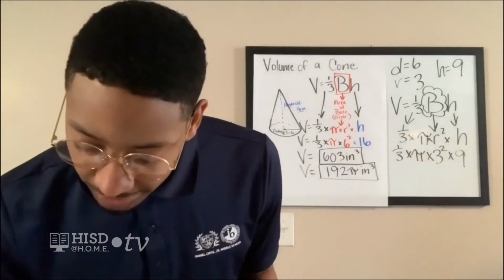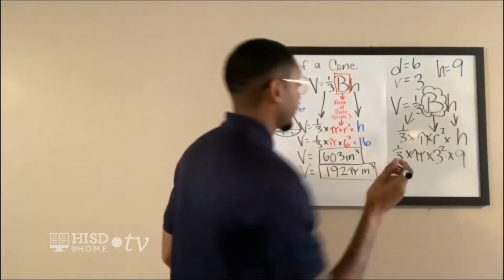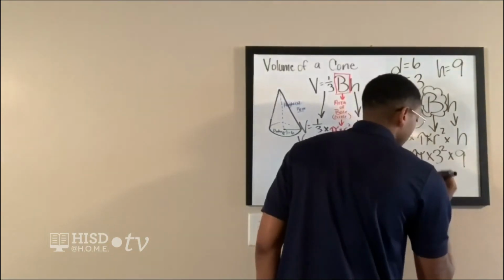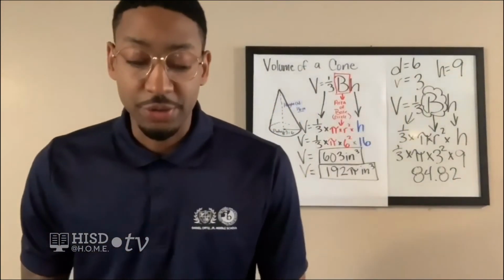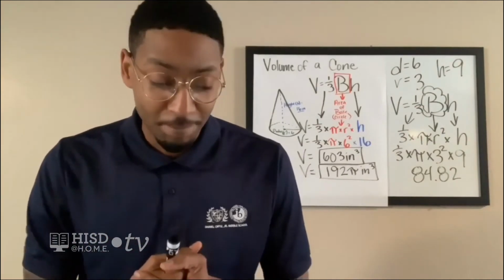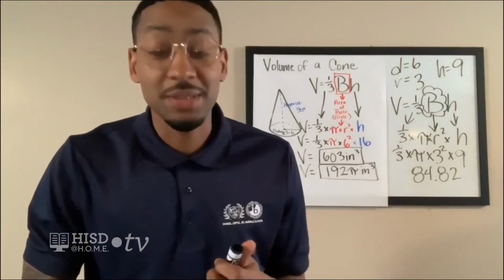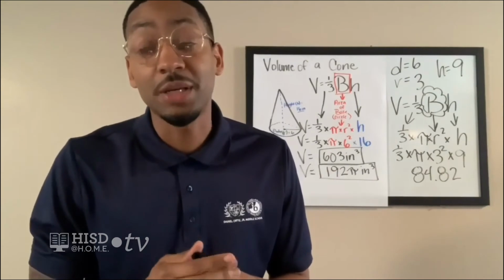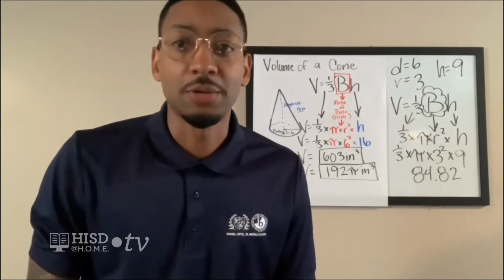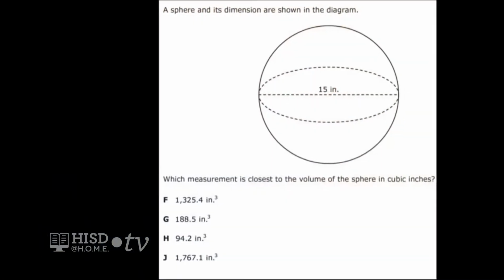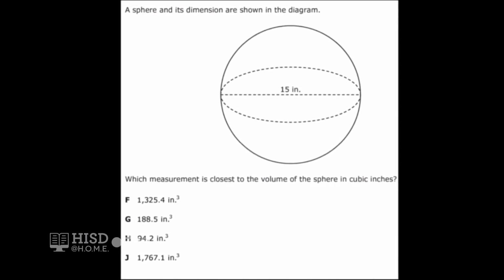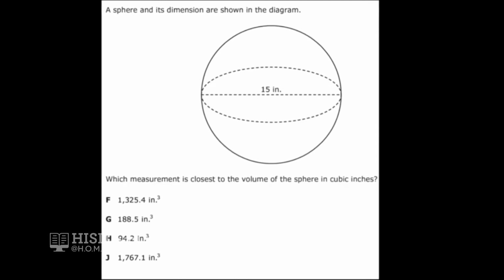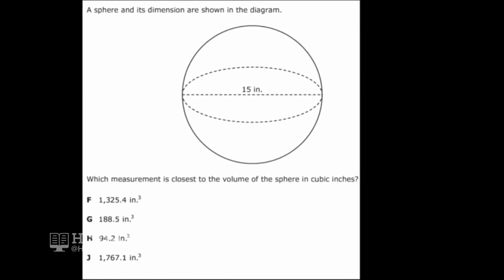When we multiply this out, we get 84.82, which is which answer choice? Hey, pretty simple, right? We're almost done with this, guys. I mean, you've done pretty good. We have one more question to go. A sphere and its dimension are shown in the diagram. Which measurement is closest to the volume of the sphere in cubic inches?